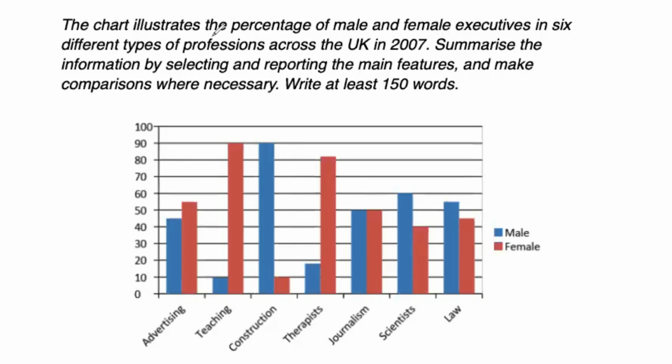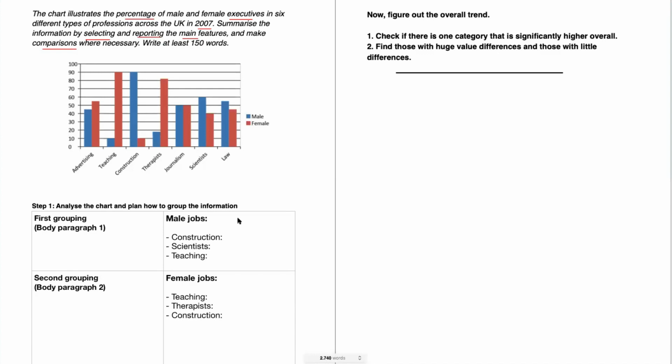It says the chart illustrates the percentage of male and female executives in 6 different types of professions across the UK in 2007. Summarize the information by selecting and reporting the main features and make comparisons where necessary. Of course, we'll have to write 150 words as a minimum. So again, we're looking at percentages here, but we are still going to use the same method that we looked at in the first example.